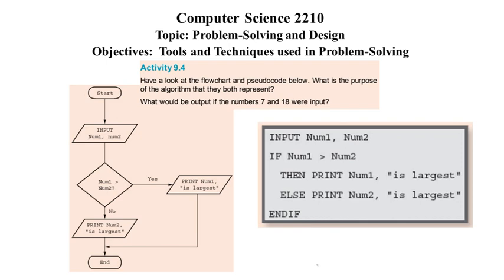Okay, so if num1 is greater than num2, then print num1 is largest, else print num2 is largest. This is not a big deal. It's just a pseudocode for the same flowchart we have been through.